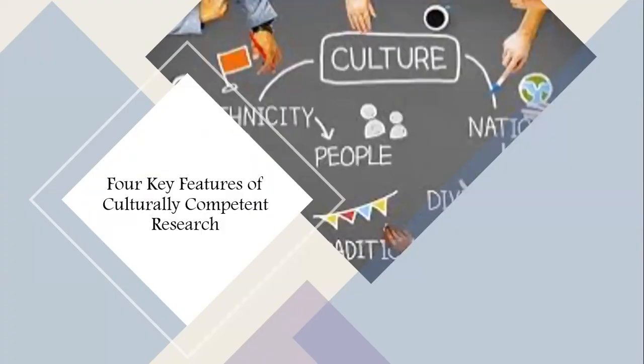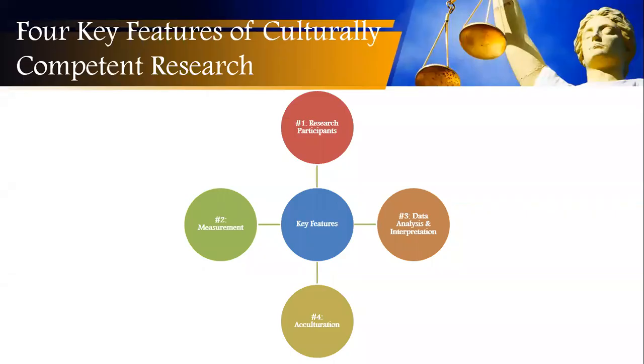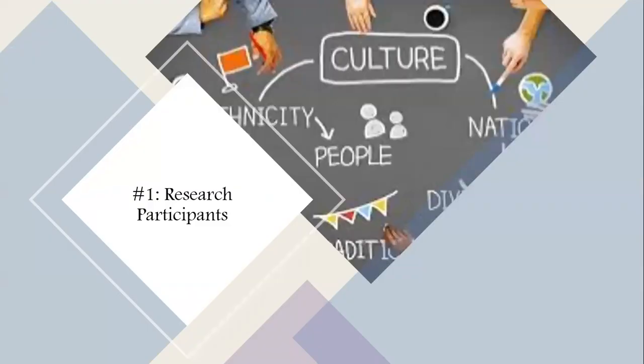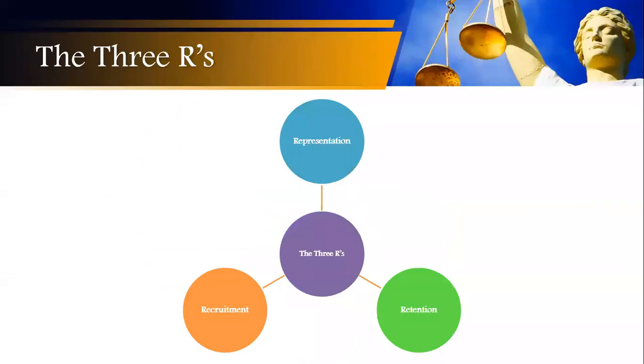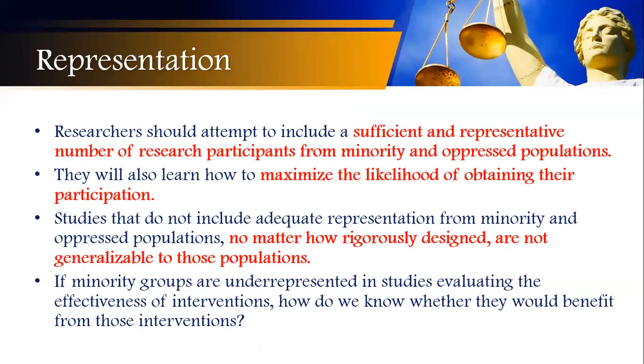So now let's talk about 4 key features of culturally competent research. The 4 key features that we'll discuss include research participants, measurement, data analysis and interpretation, and finally, acculturation. So let's begin by discussing research participants. As it relates to research participants, we will discuss what I call the 3 R's, which is representation, recruitment, and retention. So let's begin by discussing representation.